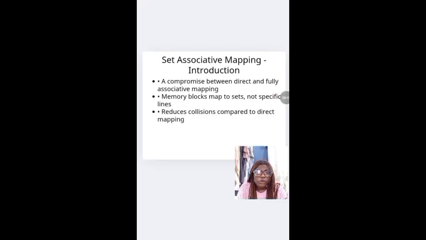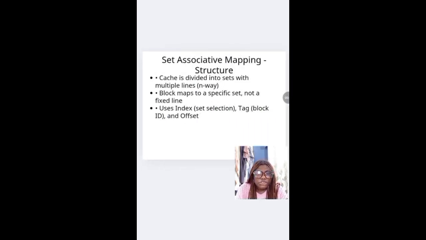Taking over from where my colleague stopped, I'll be talking about set associative mapping, a compromise between direct and fully associative mapping, which I've already been speaking about. Memory blocks map to a set, not specific lines. It also reduces collisions compared to direct mapping. I'll be talking about the structure of the mapping. Cache is divided into sets with multiple lines. A block maps to a specific set, not a fixed line. It uses an index, that is set selection, a tag, block ID and offset.